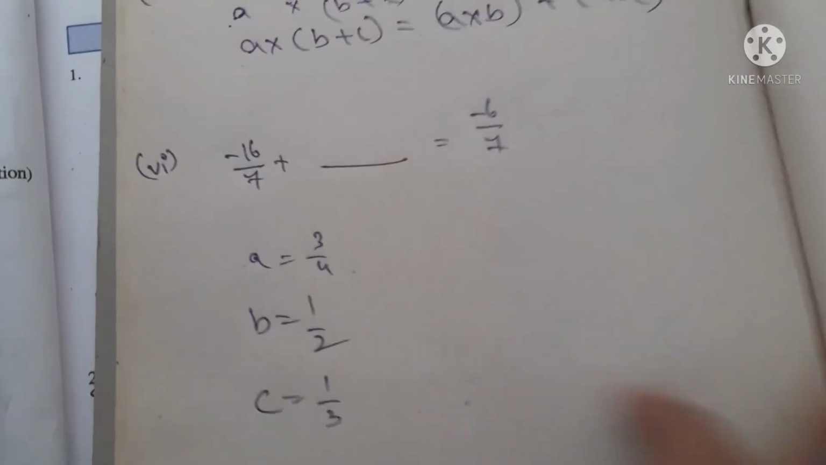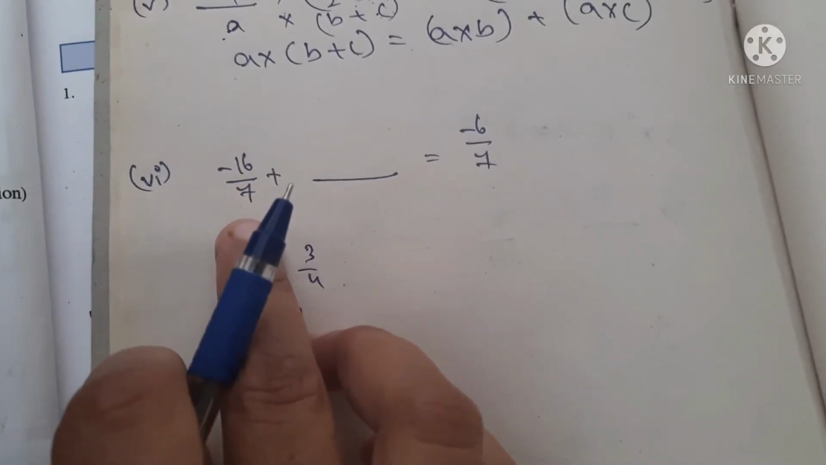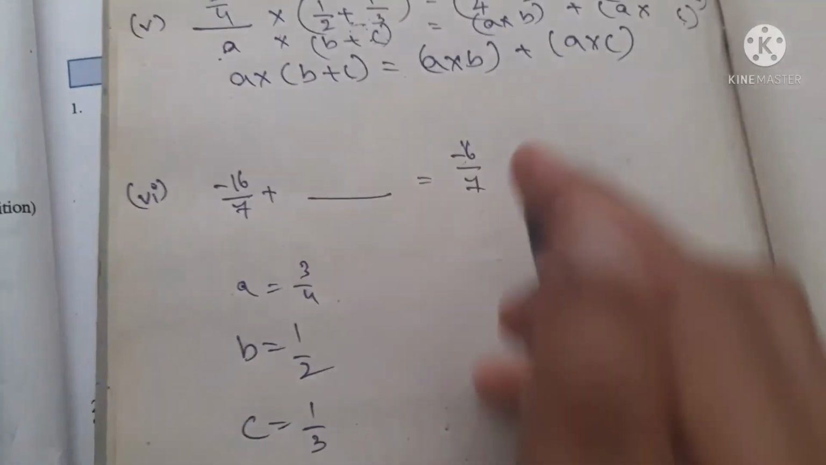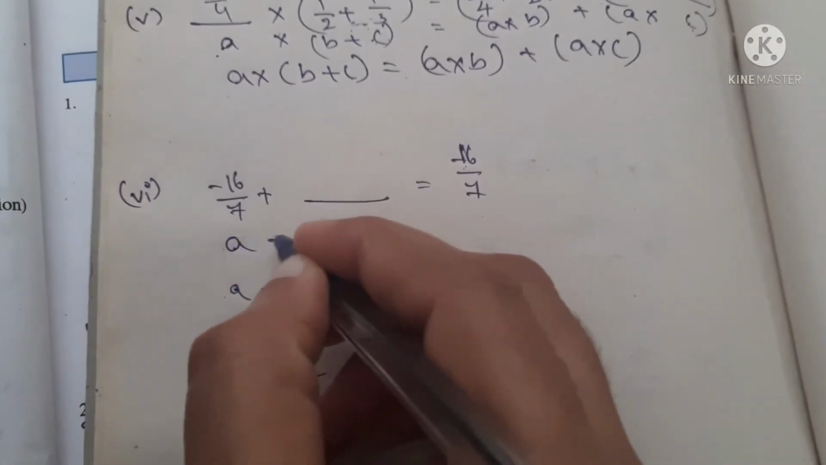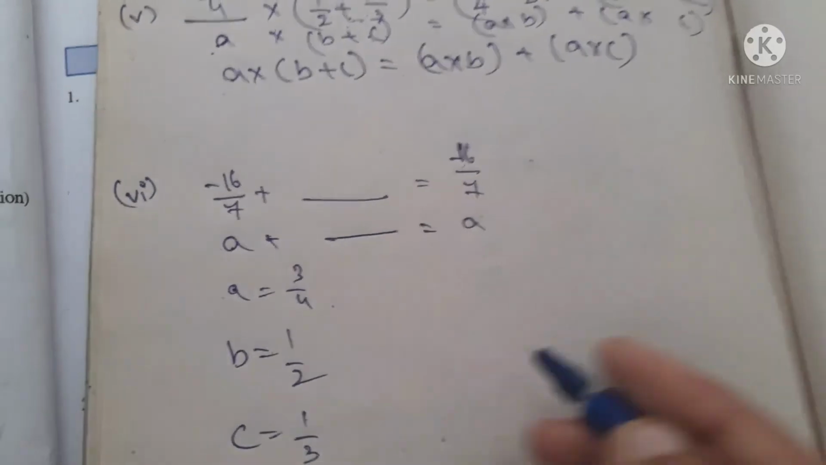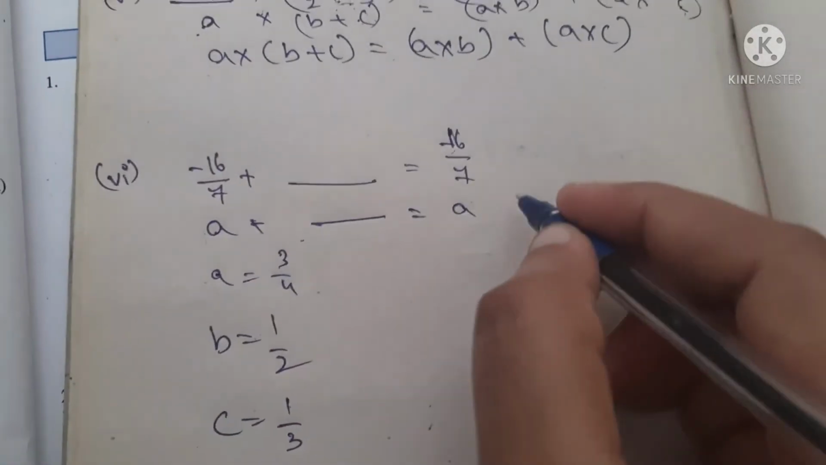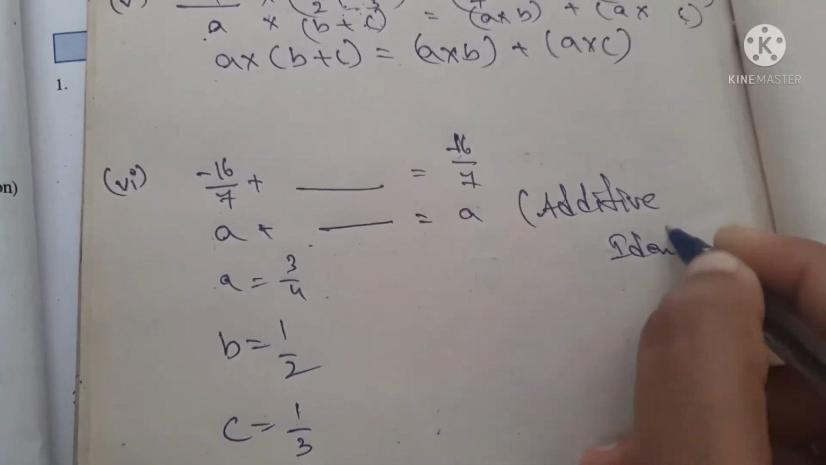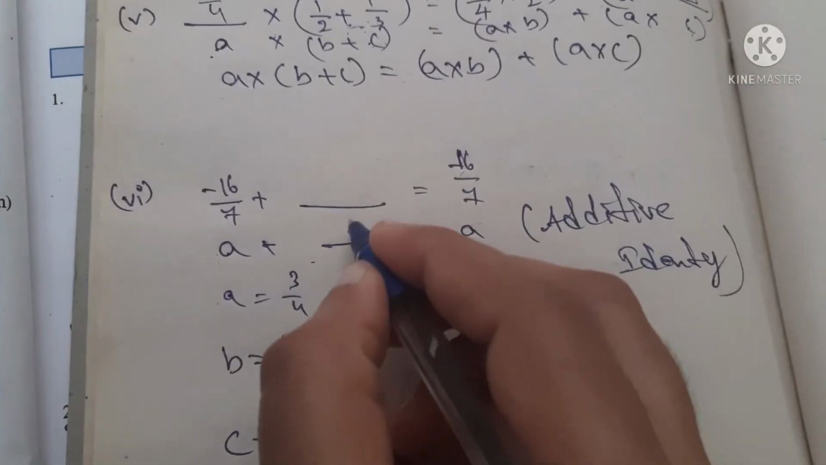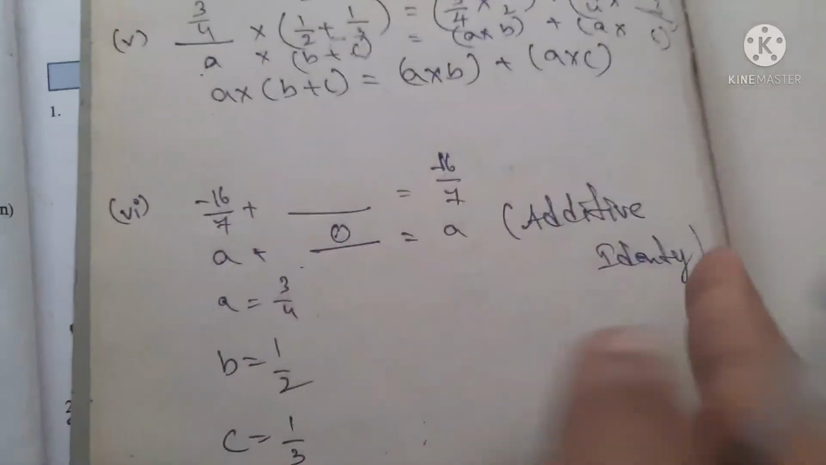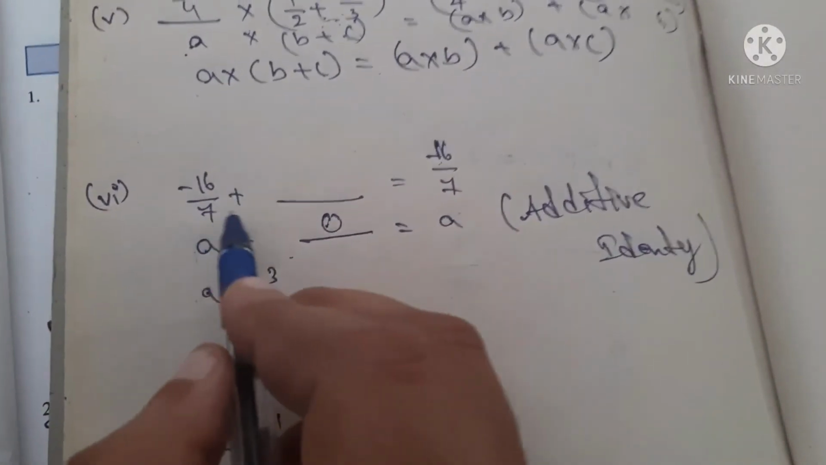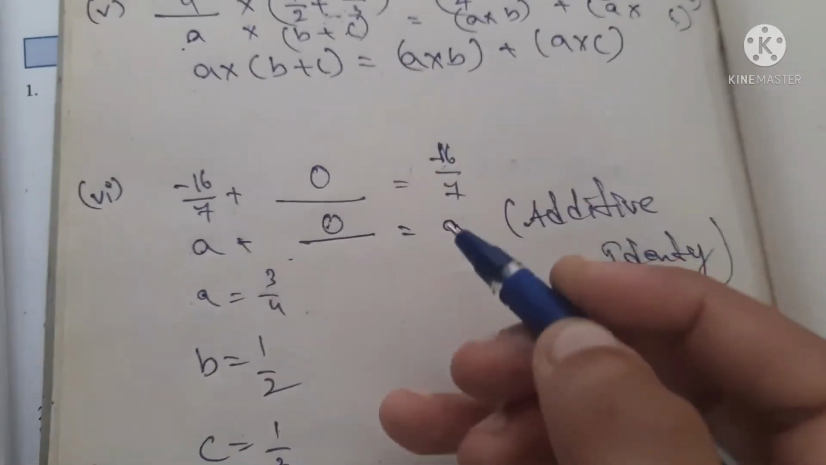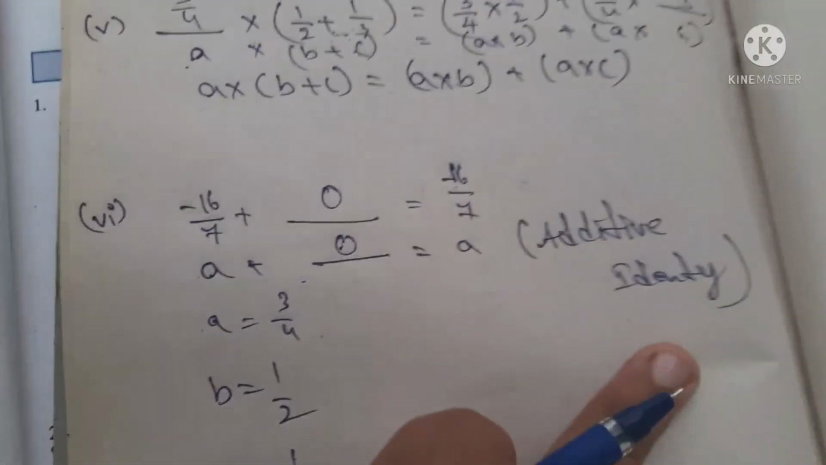First find it. Next one, 6th Roman numeral: minus 16 by 7 plus dash equals minus 16 by 7. So here A plus dash equals A. Which property is it? Very good, additive identity. Only one number is there. So A plus 0. Okay, leaving the property aside, just look at it normally: which number do we add to minus 16 by 7 to get minus 16 by 7 again? 0. So 0 is nothing but the additive identity.